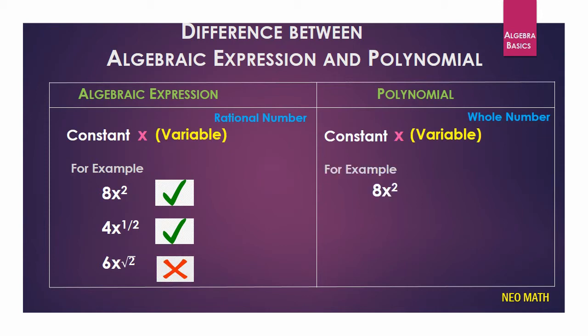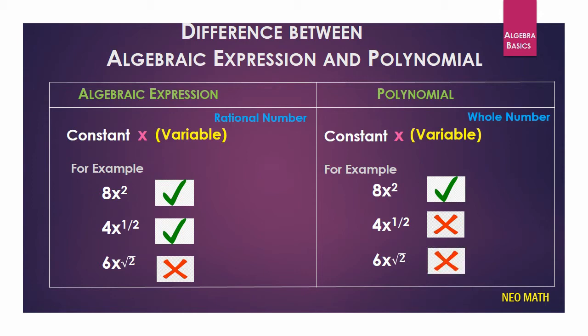Here in polynomial, 8x square, 8 is a constant, x is the variable, and 2 is the whole number. So it is a polynomial. 4x power 1 by 2. 4 is the constant, x is the variable, 1 by 2 is not a whole number, so it is not a polynomial. 6x power root 2. 6 is the constant, x is the variable, root 2 is not the whole number, so it is not a polynomial.